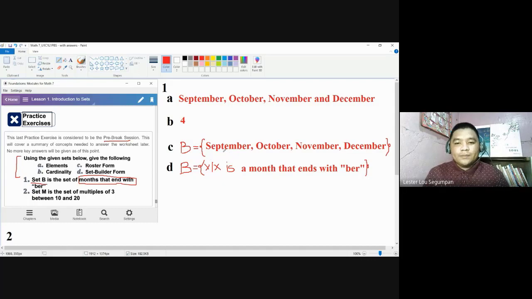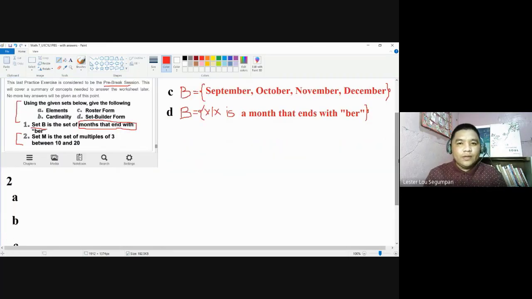In C, we are specifically writing the elements as we are using roster form. And in letter D, we are generalizing the elements as one. Following the same process, let us proceed to number 2. Number 2 is more focused on the types of numbers.